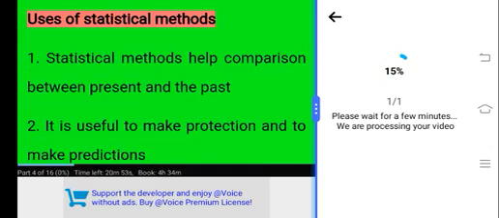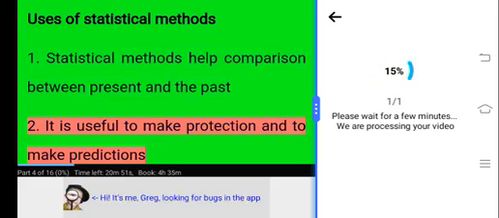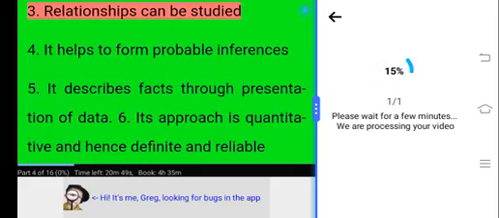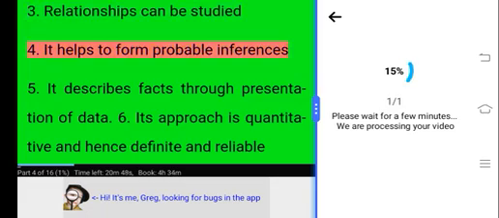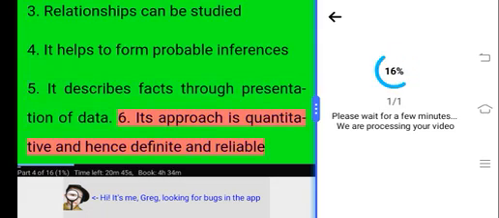Uses of statistical methods. 1. Statistical methods help comparison between present and the past. 2. It is useful to make projections and to make predictions. 3. Relationships can be studied. 4. It helps to form probable inferences. 5. It describes facts through presentation of data. 6. Its approach is quantitative and hence definite and reliable.